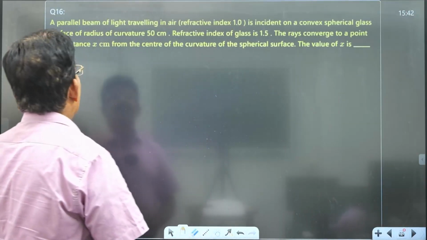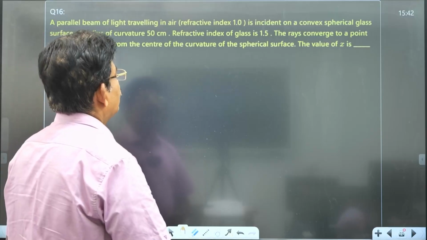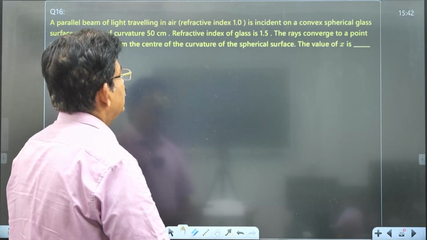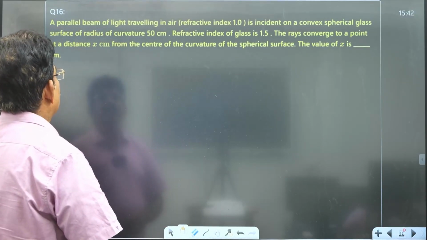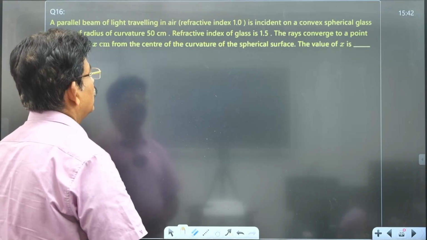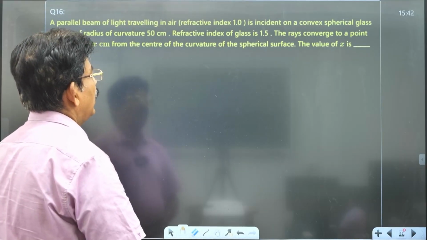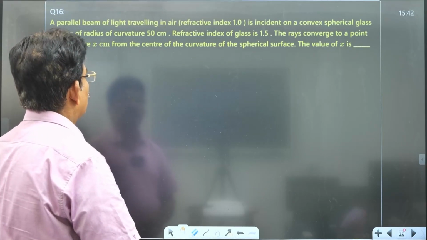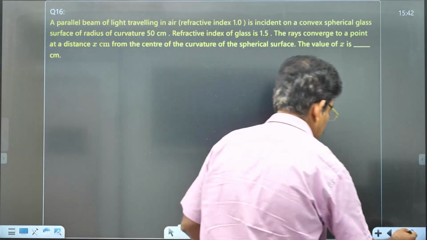A parallel beam of light traveling in air, refractive index 1, is incident on a convex spherical glass surface of radius of curvature 50 centimeter, refractive index of glass is 1.5. Rays converge at a point at distance x from the center. Okay, yes.